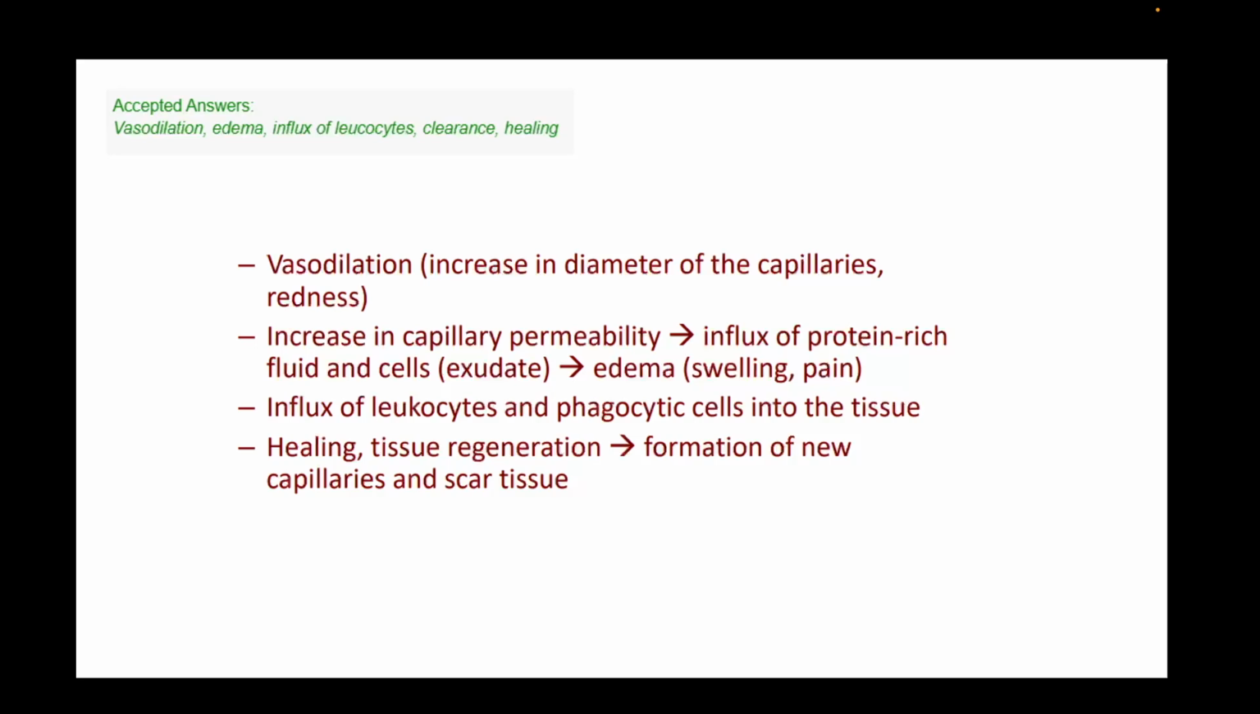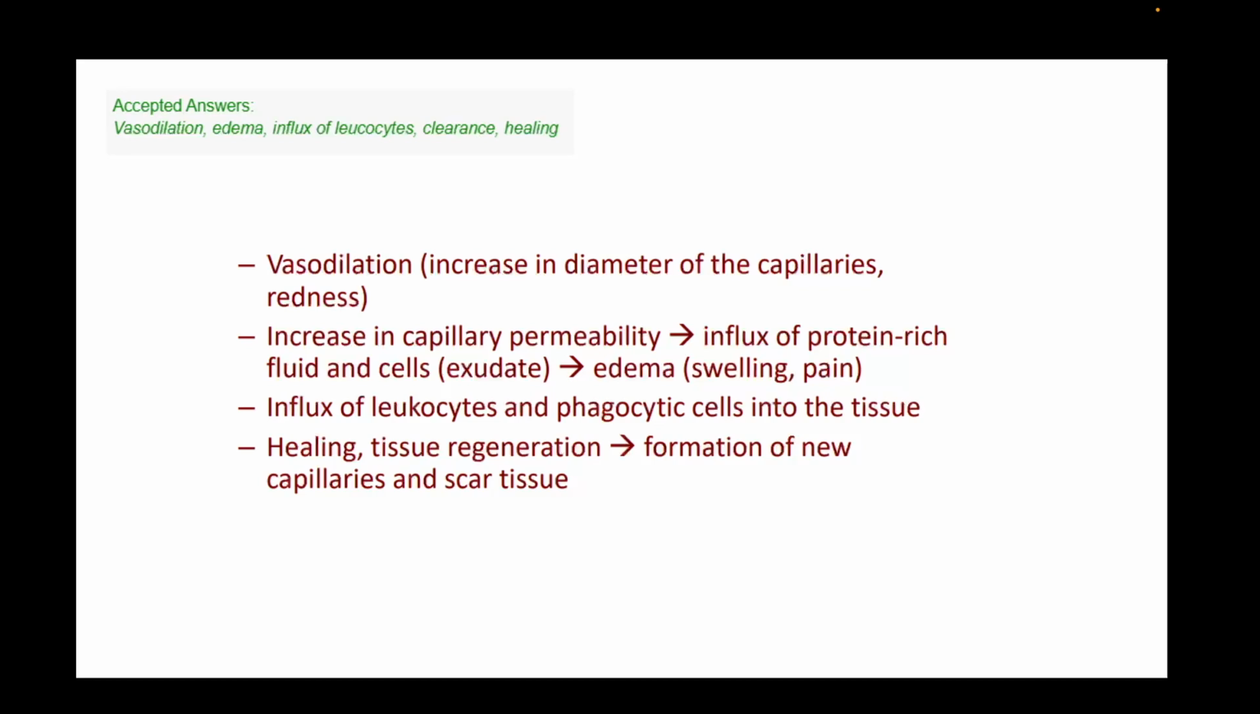Lipoxins resolve in apoptosis of neutrophils, etc. And macrophages clear dead cells, and the tissue repair begins through fibroblast proliferation, angiogenesis, and remodeling, basically formation of new capillaries and the scar tissue. So this will form the entire chronology of events, which starts from vasodilation, followed by edema, followed by influx of leukocytes, and then clearance and healing. So this would be the correct answer.